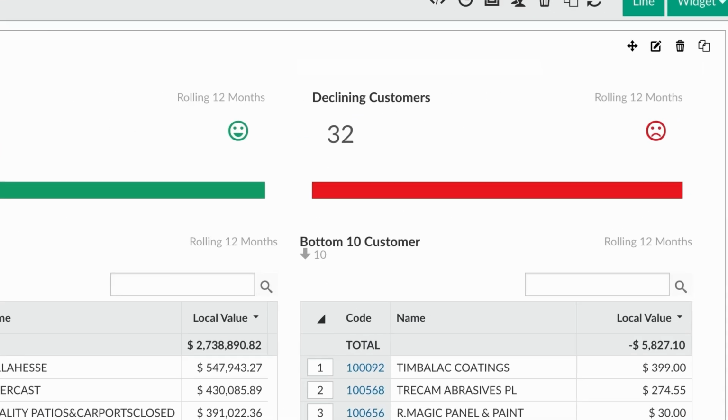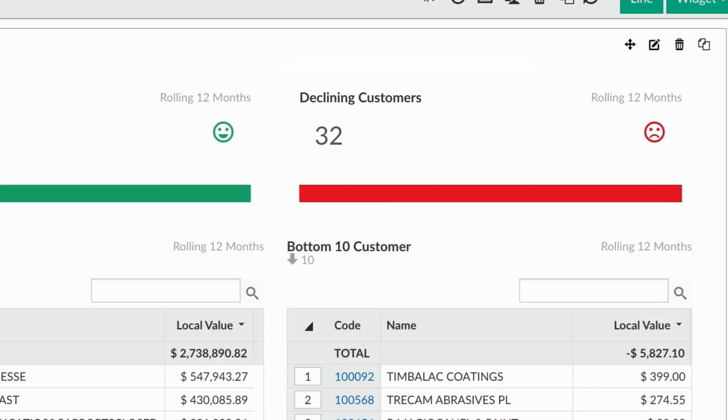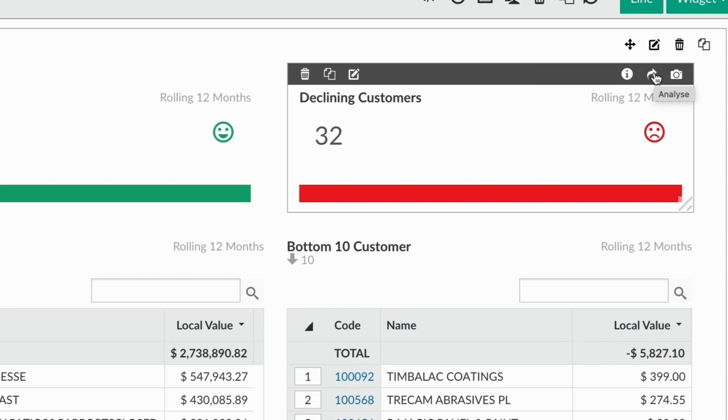Let's imagine that I'm the branch manager of a lighting wholesale company. With so many economic and market changes happening, I need the data to give me confidence that we can continue to hit our sales targets. Here, I can see my branch has 32 declining customers in the last 12 months. To look deeper, I can drill into the detail with a single click.